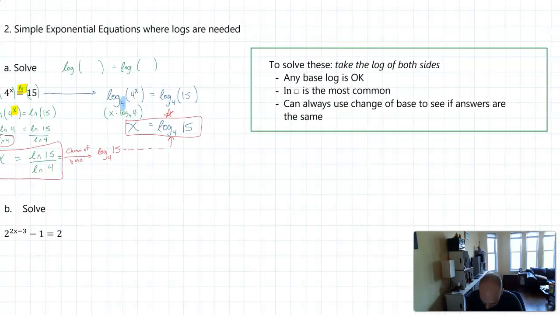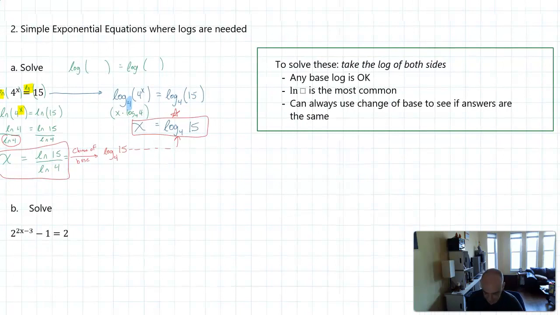I've summarized that over here. You always want to take the log of both sides. Any base is technically okay. Natural log is the most common. But you can always use change of base to see if your answers are the same.